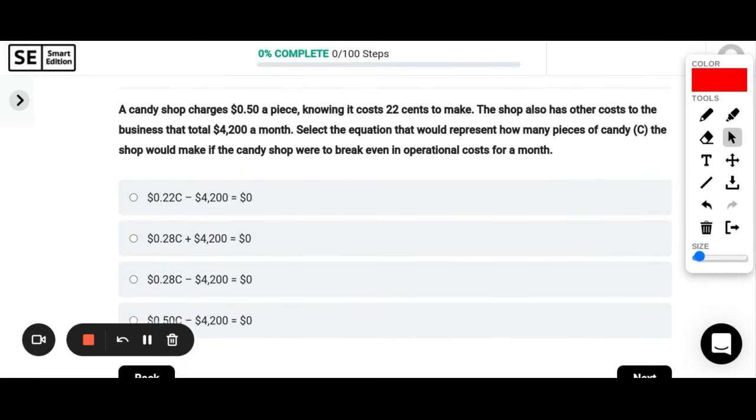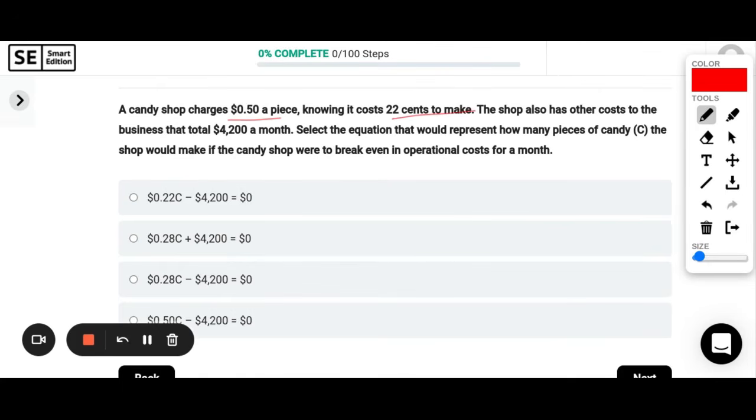Okay, a candy shop charges 50 cents a piece, knowing it costs 22 cents to make. The shop has other costs to the business that total $4,200 a month. Select the equation that would represent how many pieces of candy the shop would make if the candy shop were to break even. Okay, so it costs them 22 cents to make each one, and they are charging 50 cents.